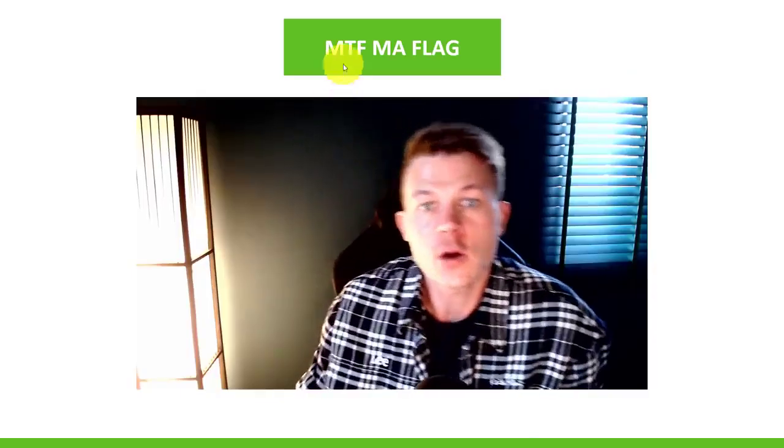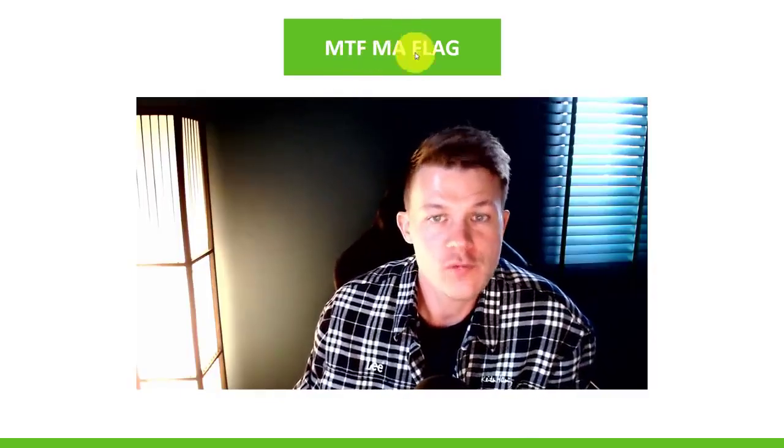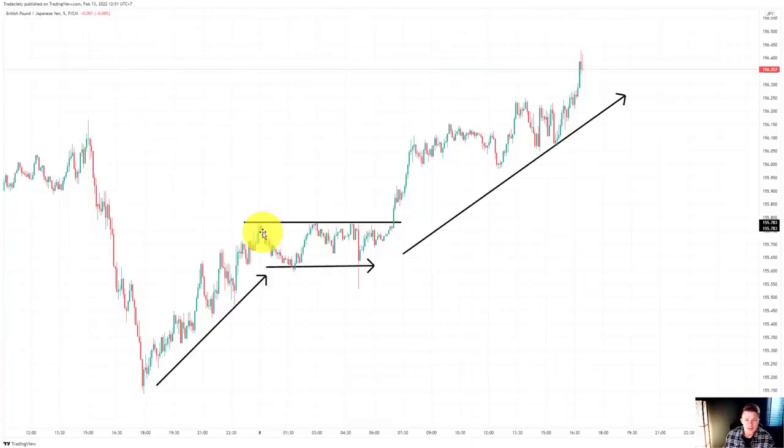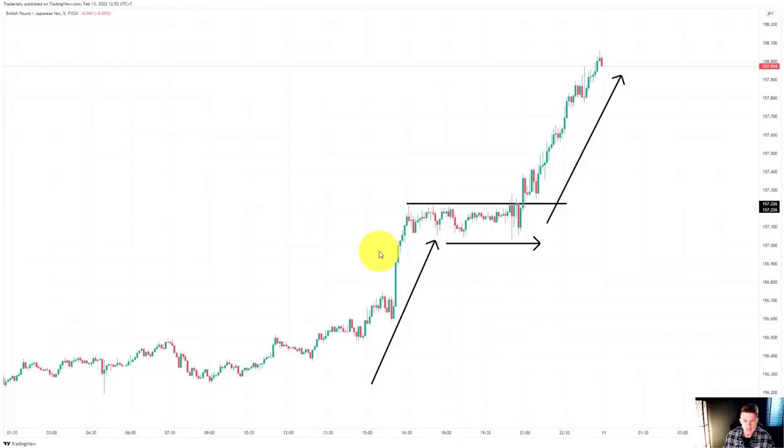Now we are taking a look at a multi-time frame moving average flag system. So what we have here is a 5-minute time frame, and again, what we are looking at is a continuation here within a flag, or maybe even we can call it a cup and handle, maybe even a triangle. So there are many ways we can do it. It doesn't matter, again, what label we have. It just matters what it's telling us.